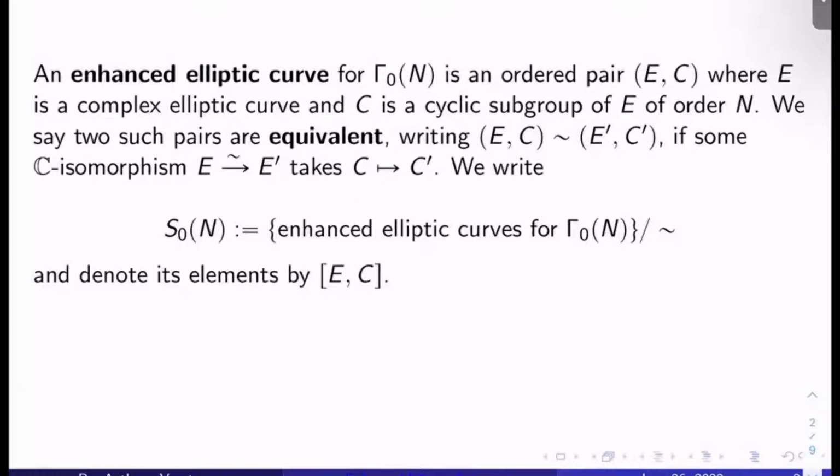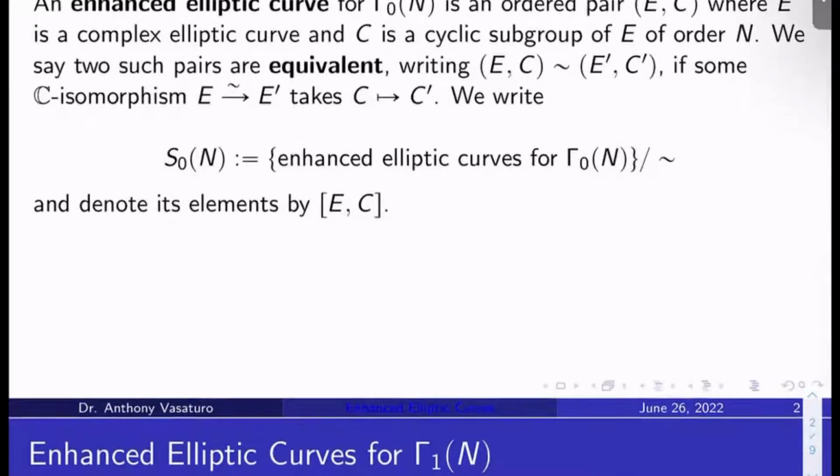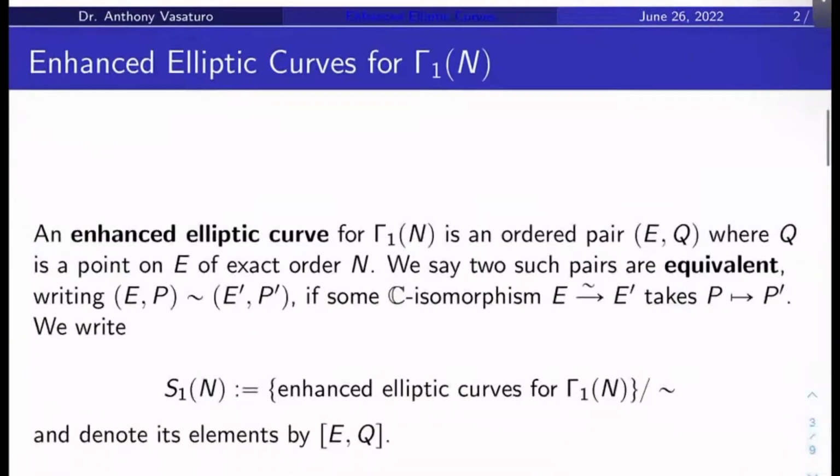We're going to write S sub 0 of n to be the set of all enhanced elliptic curves for gamma 0 n mod C isomorphism. So in other words, it's the set of all equivalence classes of enhanced elliptic curves for gamma 0 n. Its elements will be denoted by bracket E, C. So individual enhanced elliptic curves are specific ordered pairs, but elements of S0n are equivalence classes of these enhanced elliptic curves.